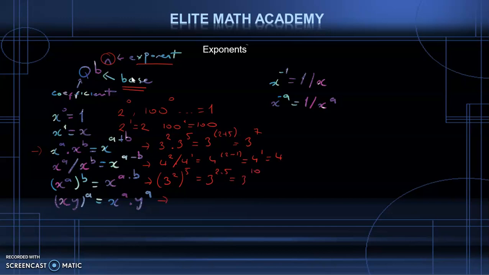We can apply this rule when we have two bases that are multiplied, let's say 2 times 7, to the power 9. That would be 2 to the power 9 times 7 to the power 9.